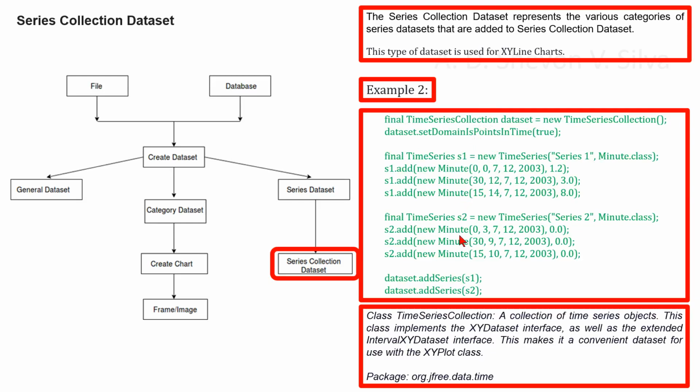As an example too, we can consider this code segment. The class TimeSeriesCollection, a collection of TimeSeries objects. This class implements the XYDataset interface as well as the ExtendedIntervalXYDataset interface. This makes it a convenient dataset for use with the XYPlot class. This class is in package org.jfree.data.time.